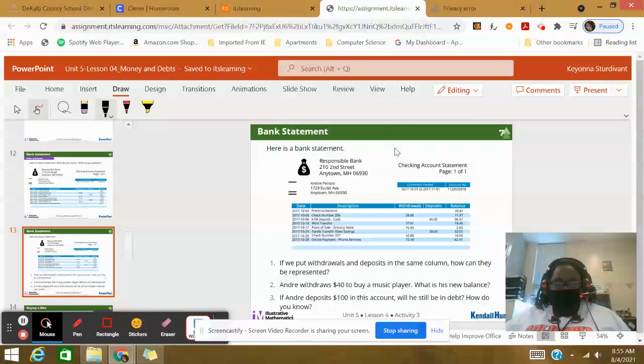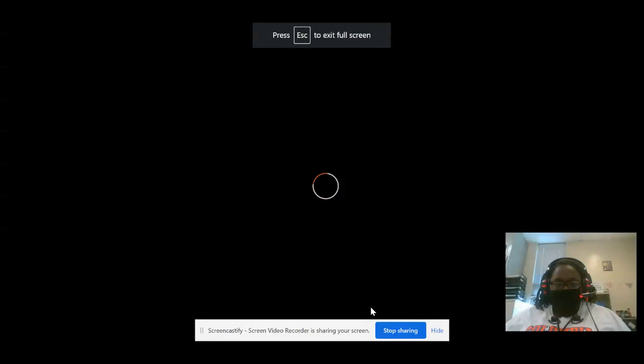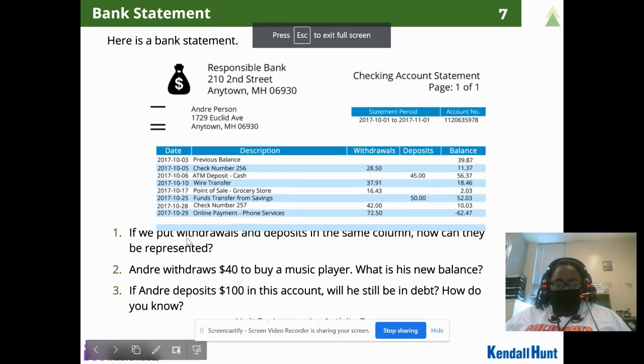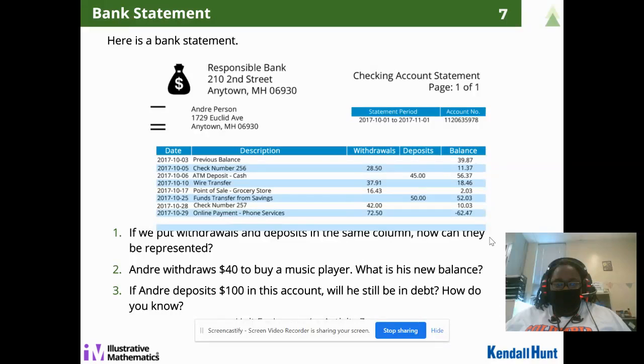So using the balance is asking us, if we put withdrawals and deposits in the same column, how can they be represented? So if we moved all these and merged these into one column, how could that then be represented? Basically asking you about positive and negative values.